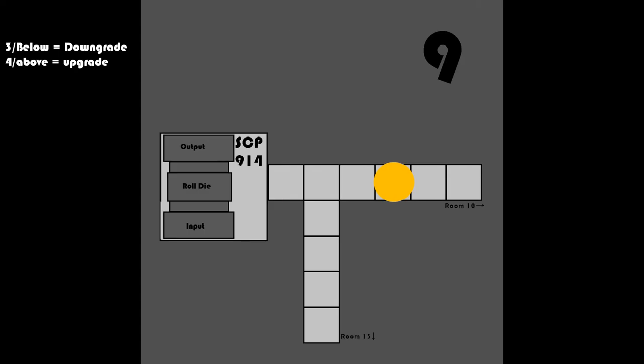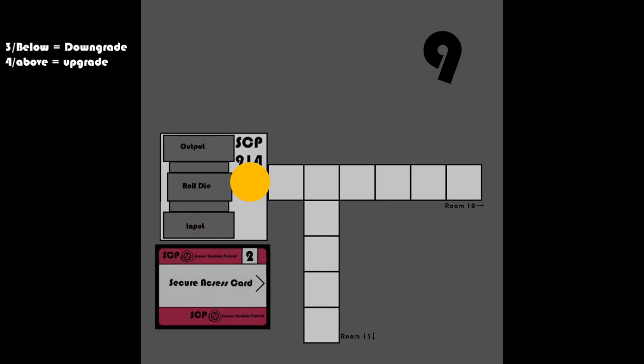Now time to discuss how SCP-914 works. First, the player will land on SCP-914. They will choose a key card that they have. You cannot use SCP-914 if you do not have a key card. They choose secure access card number 2. Now, you must roll a die.